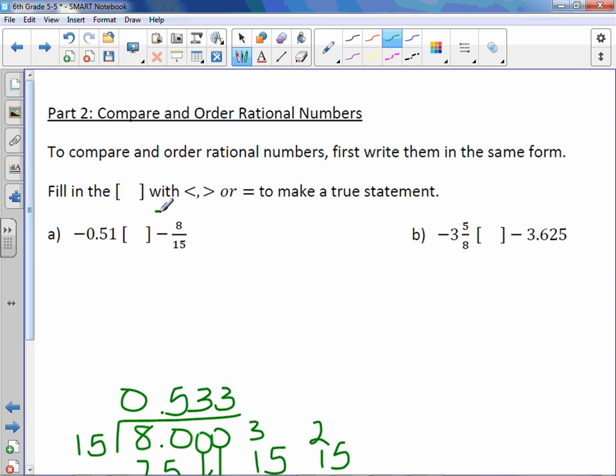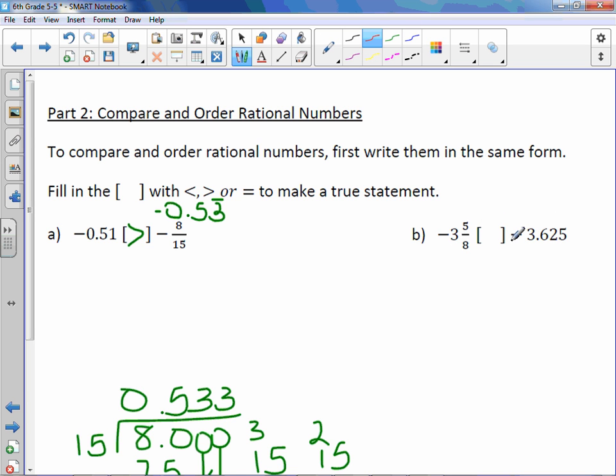So this is negative 0.53 repeating. If they were positive, 53 hundredths would be bigger, but they're negative, so negative 51 hundredths is greater than negative 8 fifteenths.